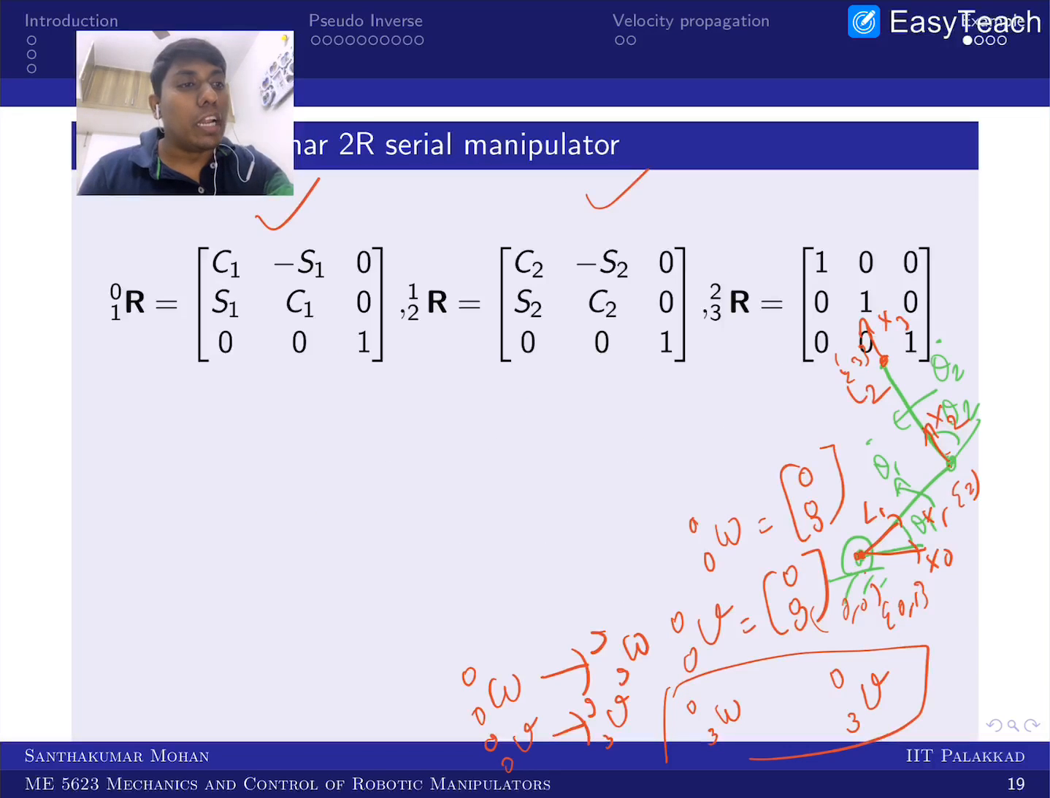So this particular point, right? What we are seeing is that the first link would have only theta 1 dot, but when you see here, this theta 1 dot would accumulate.